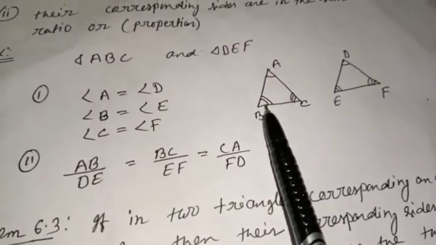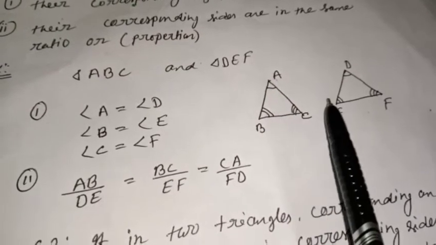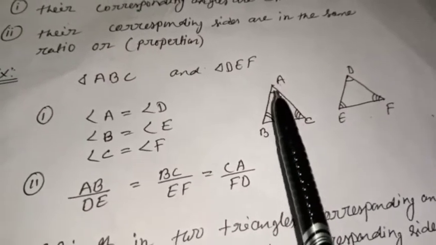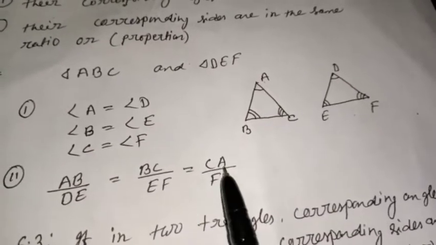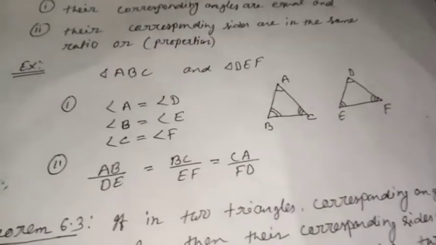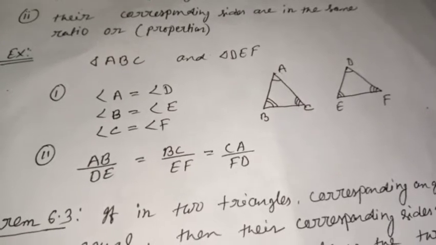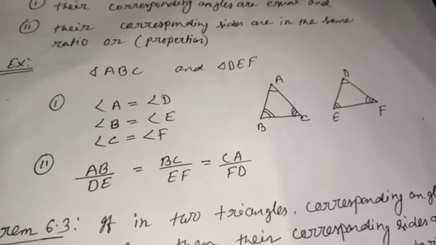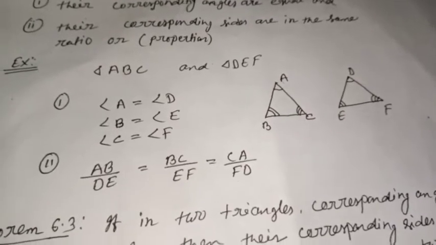Means AB, it does not require that AB should be equal to DE. Only it is required that AB by DE is equal to BC by EF is equal to CA by FD. Means their ratios are equal. Understood? Then you can say that two triangles are similar. Number one, their corresponding angles are equal, and number two, their corresponding sides are in the same ratio or proportion. These two reasons.